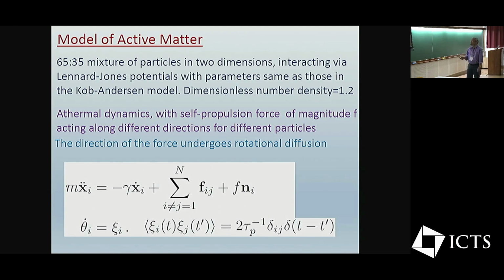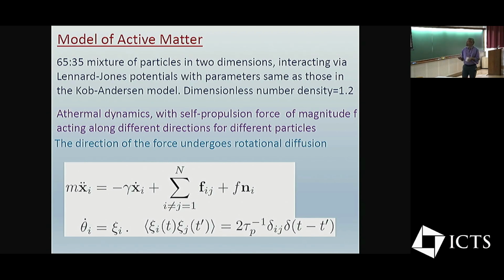So this is basically the model, and what I'm going to talk about today will make it even simpler by assuming that this persistence time becomes very large. So we'll be looking at the limit in which the persistence time goes to infinity, which basically means the active forces on the different particles, once they're assigned, do not change further as a function of time.